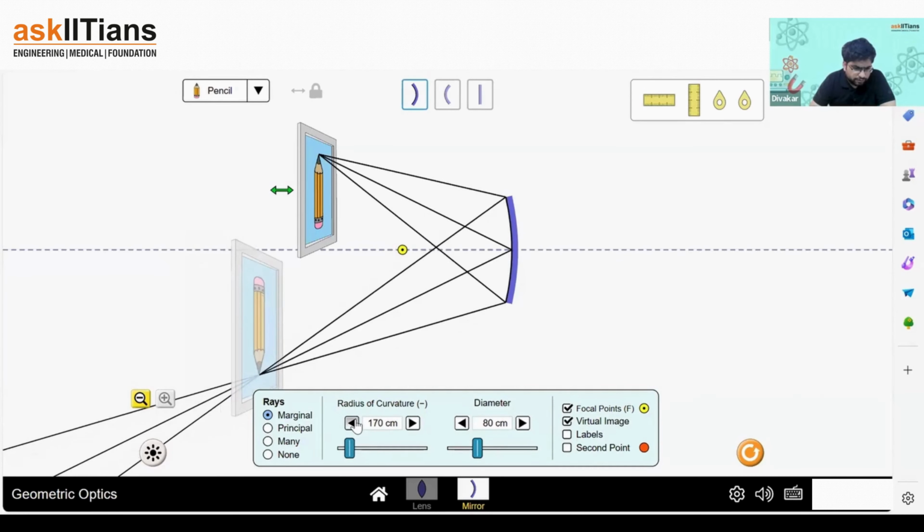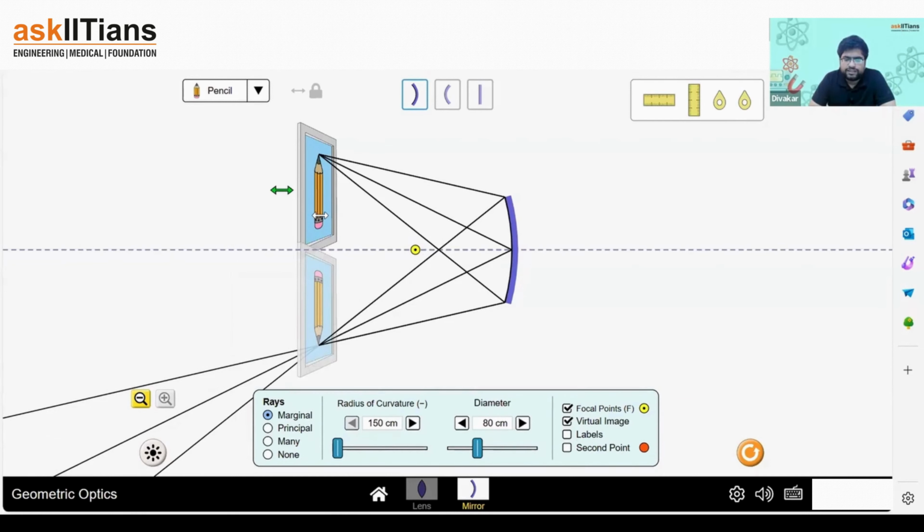So in our question, what was the focal length? 75. Now, if I place my object at the center of curvature, this distance is actually, sorry, 180. This yellow dot, you can see the yellow dot in the middle. That is your focus.